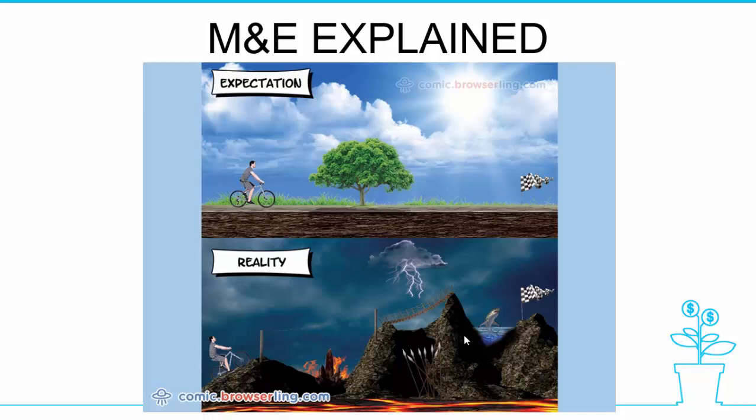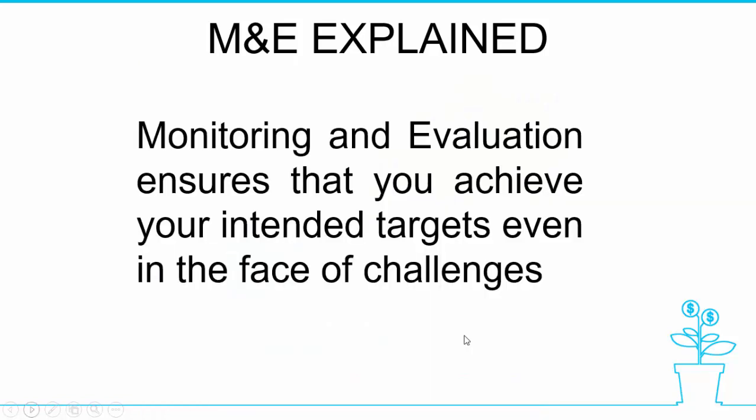So this is what monitoring and evaluation does essentially. It tries to ensure that even when you are going through these obstacles, you are still able to achieve your results. And this is what M&E is really about. It ensures that you achieve your targets even despite the challenges. The reason why this is possible is because of the way monitoring and evaluation is designed. You have stages of monitoring the project, and then when you see that your targets are not being met, you ask yourself why, and you take corrective action.